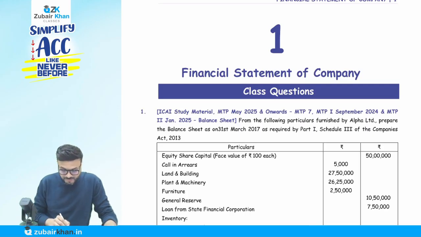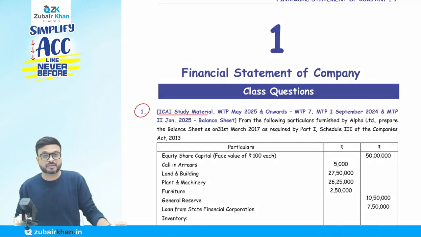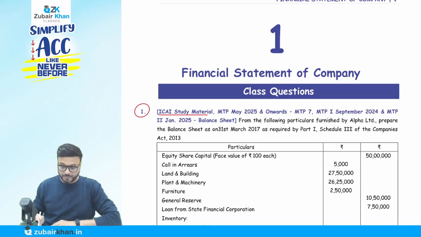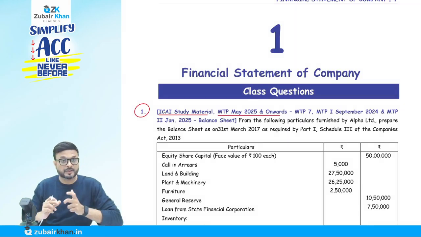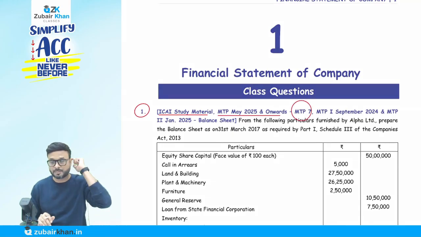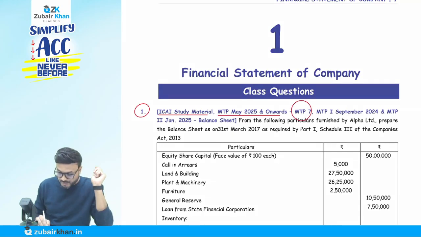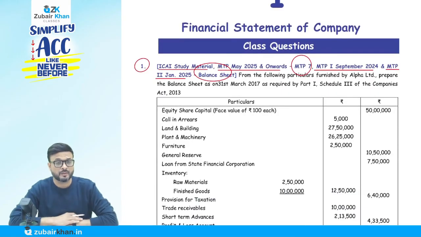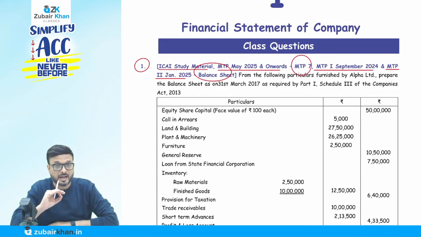So this is the reference for question number 1, it is actually from the ICAI study material and the mock test paper, May 2025 onwards. They gave a title to that mock test paper series, and there are a total of 8 papers in it. This is in paper number 7, after mock test paper 1 September 24 and mock test paper 2 Jan 2025, and this question is on the balance sheet. So I will tell you what the approach should be, how to solve the question. ICAI asks these questions for 14 marks, a single question for 14 marks in the examination.